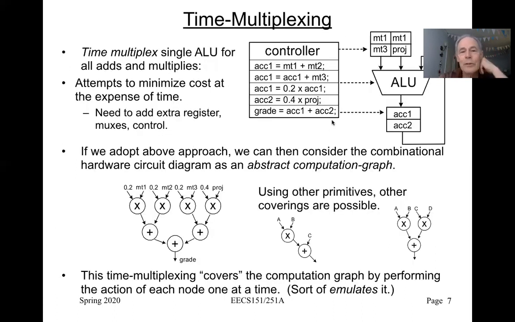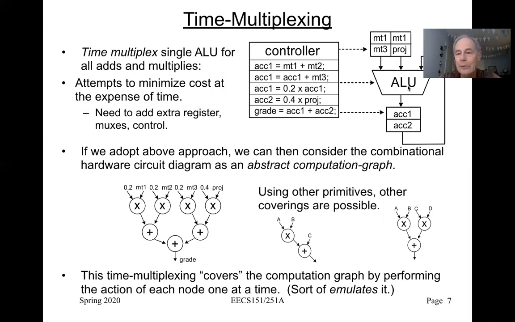So that's kind of what I've shown here in this implementation. This idea of reusing something over and over again is time multiplexing, or multiplexing in time. So here's the extreme case that I talked about for this example, where we have a single ALU that can act as either an adder or a multiplier.